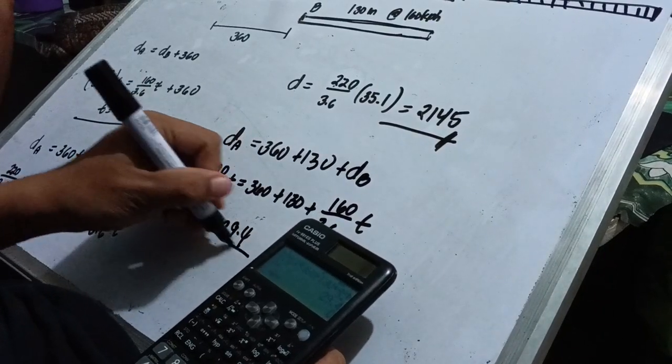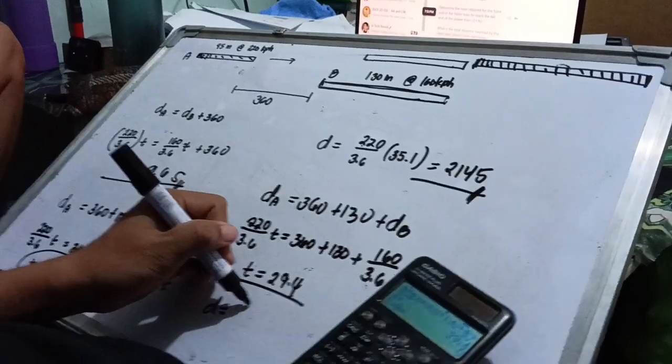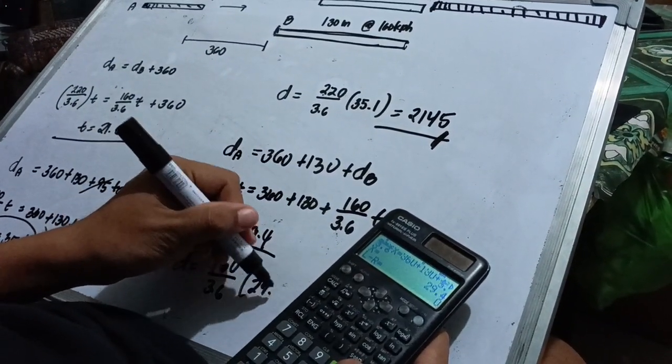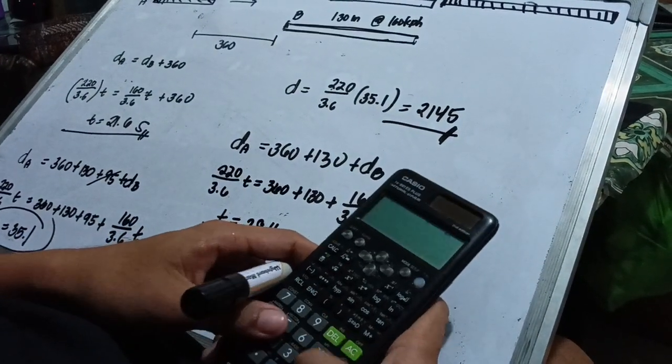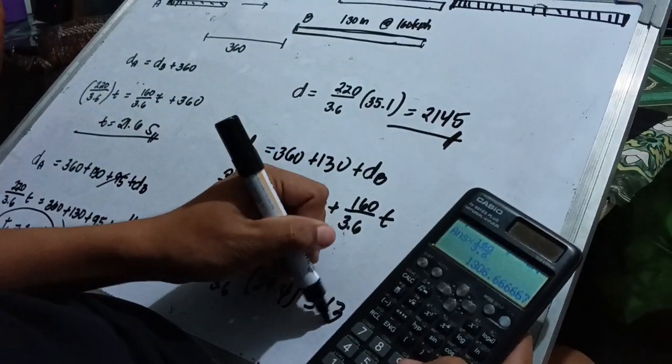The time is 29.4. So determine the total distance traveled by the slower train. Its distance is 160 over 3.6 times 29.4, which is 1306.7.